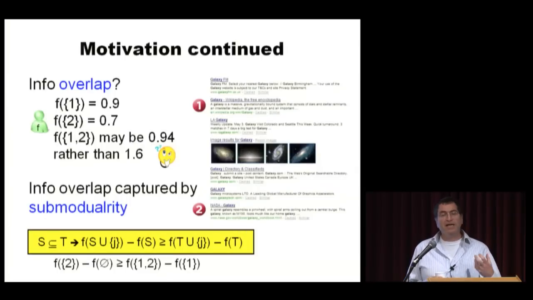So if you have more pages, then the extra value of an additional page is not as large as if you would have fewer pages. So this is why it is captured by submodularity.